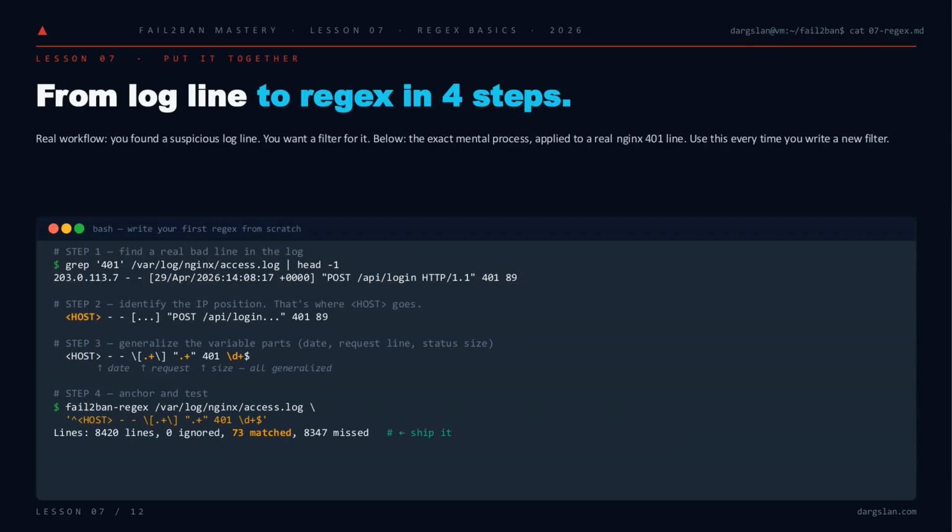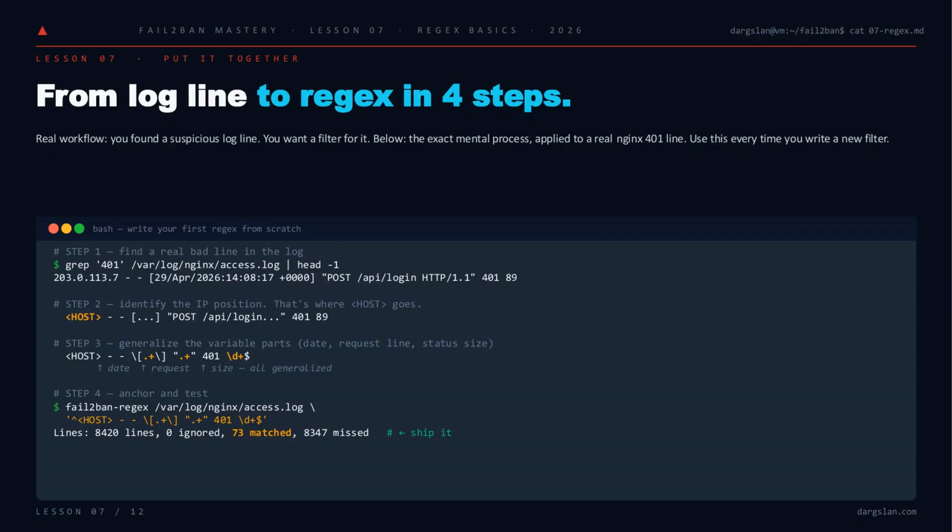So let's put it all together with the workflow you'll actually use. Step 1. Grep a real offending line out of the log. Here, an nginx 401 on the API auth login. Step 2. Locate the IP and mentally drop <HOST> in its place. Step 3. Generalize the parts that vary. The timestamp becomes \[.*?\]. The request becomes \S+. The byte count becomes \d+. Step 4. Anchor it with caret dot plus and dollar and run fail2ban-regex. 73 matches, 0 false positives, ship it.